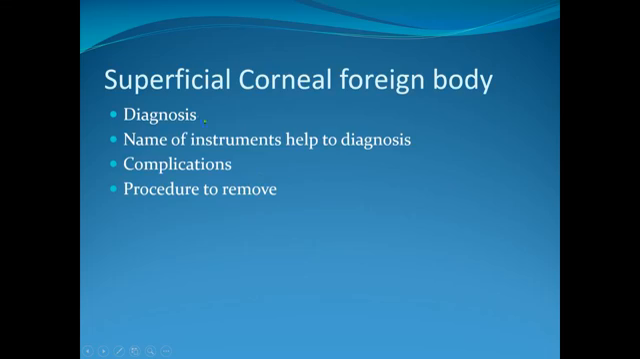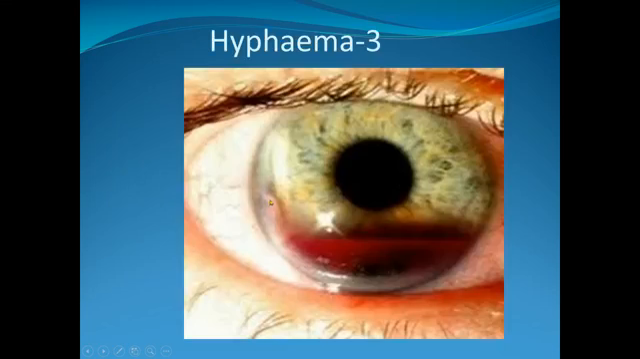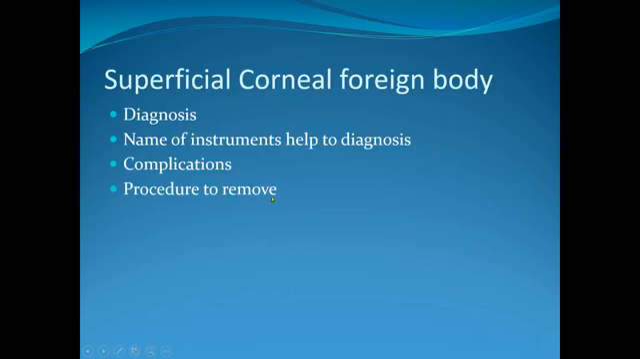So what are the questions here? Diagnosis: the answer is superficial corneal foreign body. Name the instruments that help to diagnose: slit lamp biomicroscope and torchlight. Complications: corneal ulcer, corneal opacity, and uveitis. And the procedure to remove, I think everybody knows, we discussed it in fourth year. So what is the procedure?